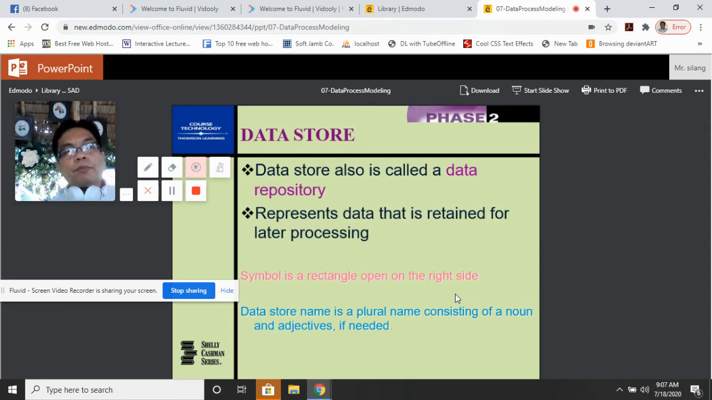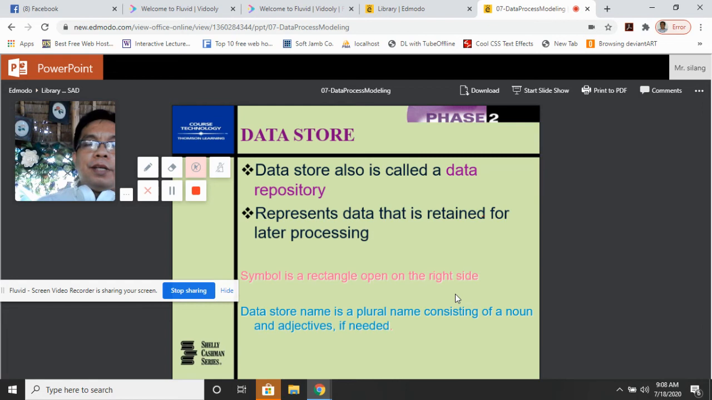The next element is a data store. The data store is actually called a data repository. Again, it is where we store data. That's why it's called a data repository. It represents data that is retained for later processing. So if we place data inside the data store, we'll be using that data for later processing. There's no use of storing data if we will not be using that data later. If we place food in our ref, then that means later on we'll be consuming that food. We don't just place food there and then leave it.